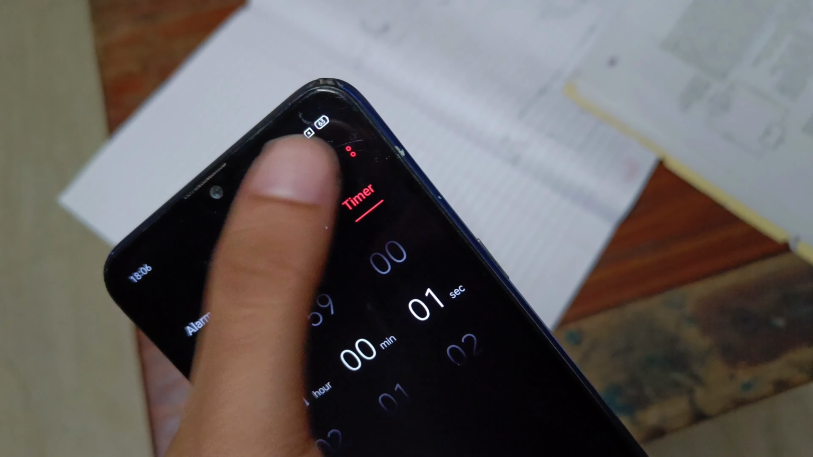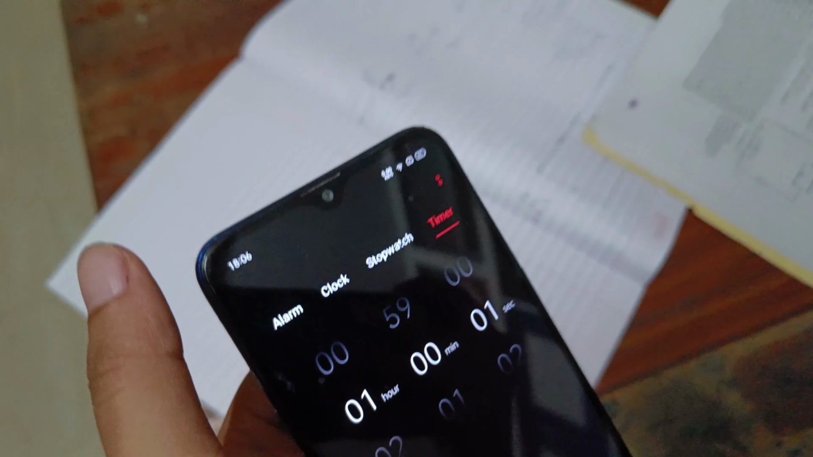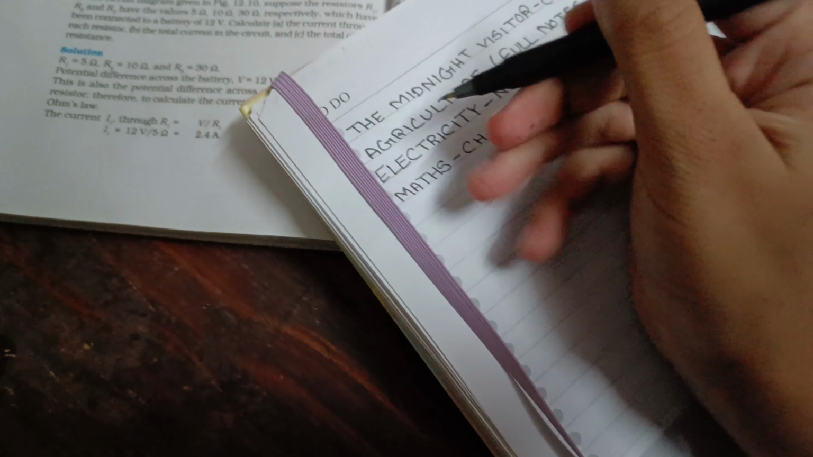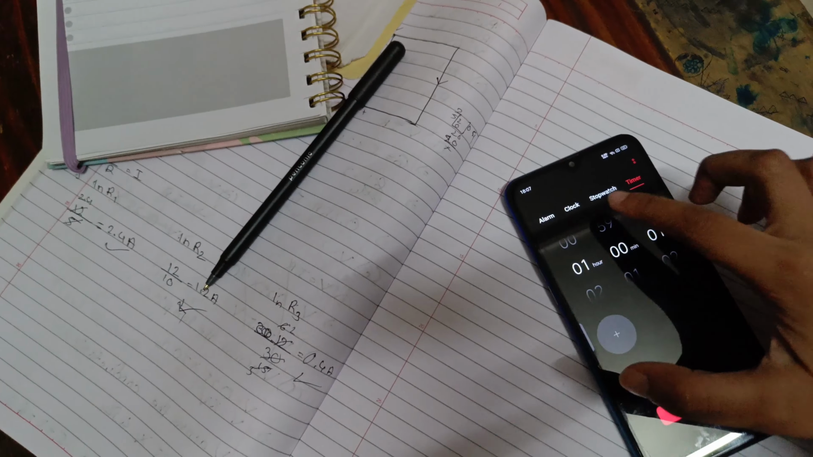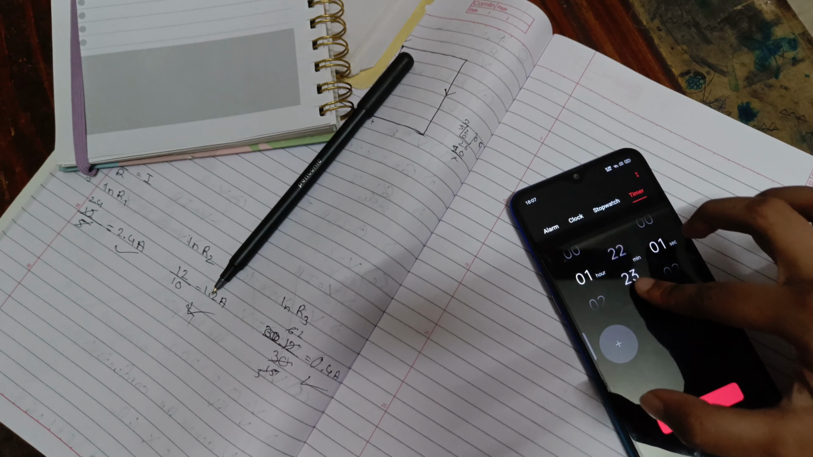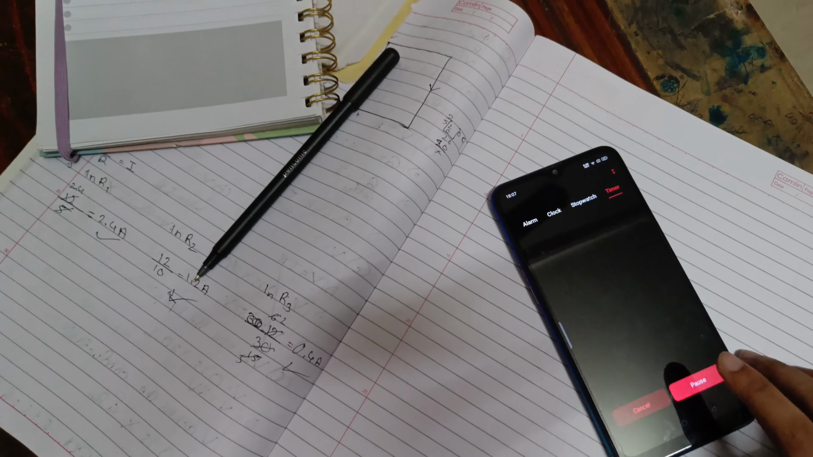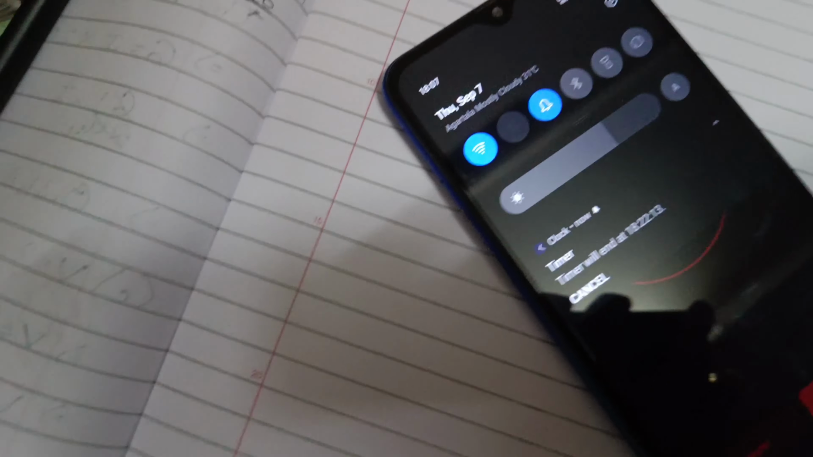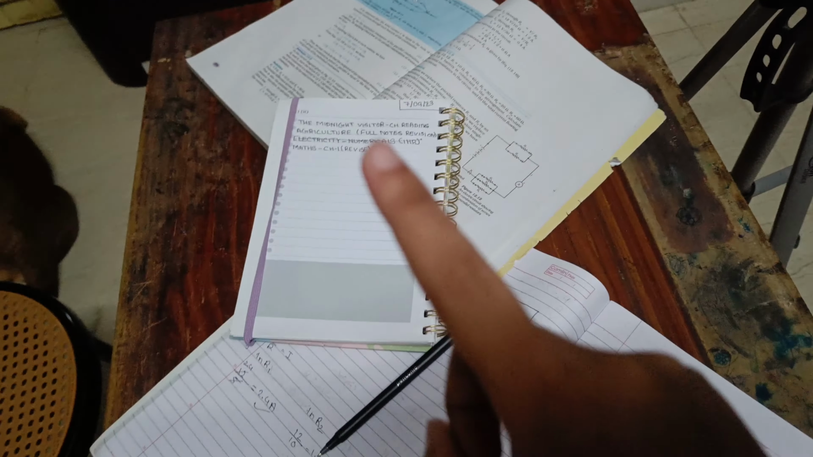Okay, so the timer is over and it is currently 6:06 and I'm done with my electricity numerical revision for today. Now let's take a break of 15 minutes. Okay, and this will end at 6:22. Now let's clean the table, and after that we'll start doing maths.